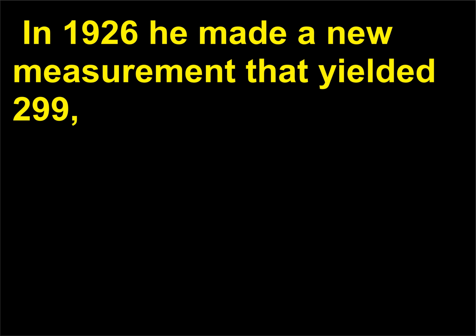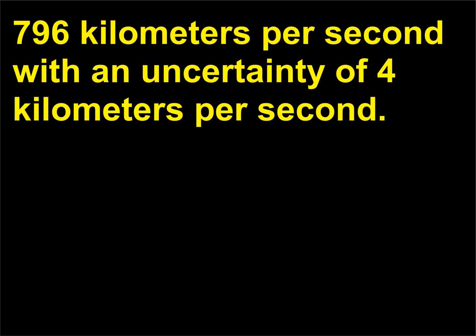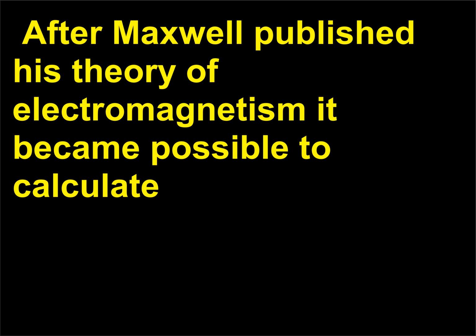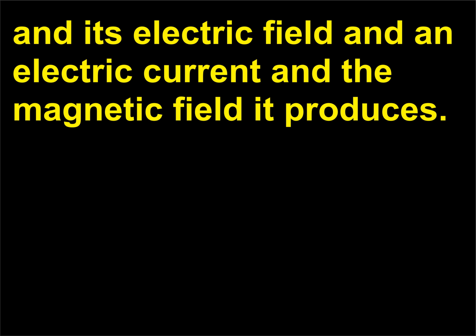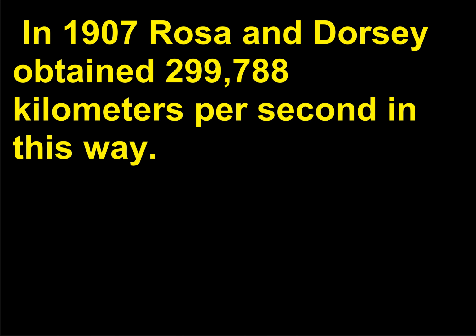In 1926, he made a new measurement that yielded 299,796 kilometers per second with an uncertainty of 4 kilometers per second. After Maxwell published his theory of electromagnetism, it became possible to calculate the speed of light indirectly from the relationships between an electric charge and its electric field and an electric current and the magnetic field it produces. In 1907, Rosa and Dorsey obtained 299,788 kilometers per second in this way.